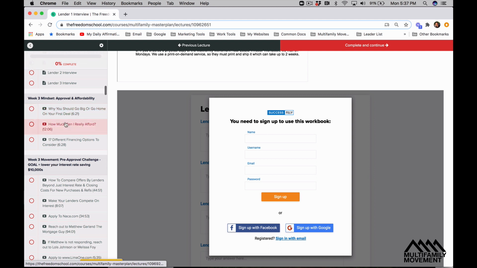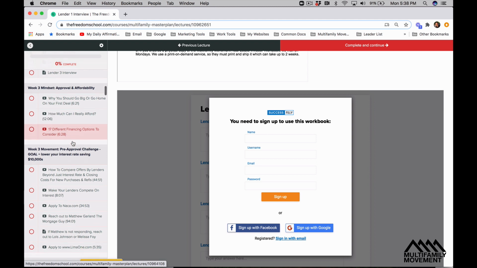Then we're going to go into module 3, which is approval and affordability. We look at the difference between what is approval and what is affordability. Just because a lender approves you for a certain amount doesn't mean that you can actually afford that amount. I also cover the 17 different methods you can use to finance your first multifamily property. Typically, my students go with FHA, VA, or NACA, but there are 14 additional ways to finance your multifamily property.